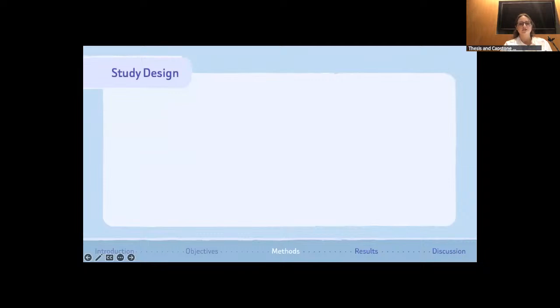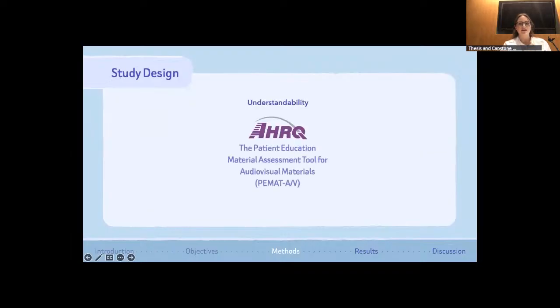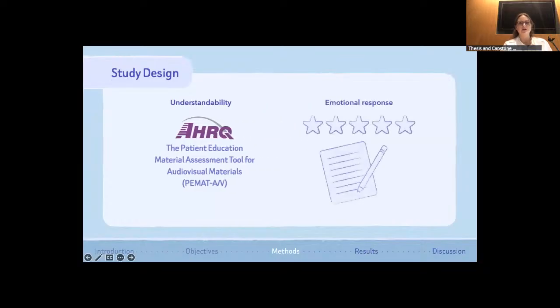We conducted a survey to evaluate the effectiveness of the animation as a patient education material. To measure the animation's understandability, we had participants score the animation using the Patient Education Material Assessment Tool for Audiovisual Materials, a validated testing tool developed by the Agency for Healthcare Research and Quality. We also had participants rate the animation and answer several open response questions to measure emotional responses to the animation.